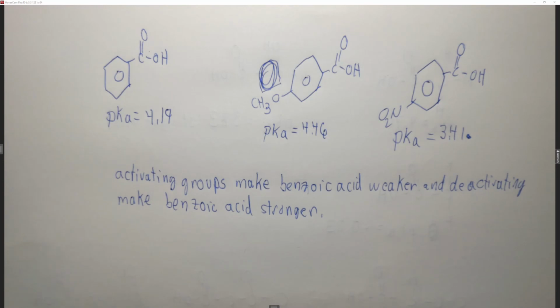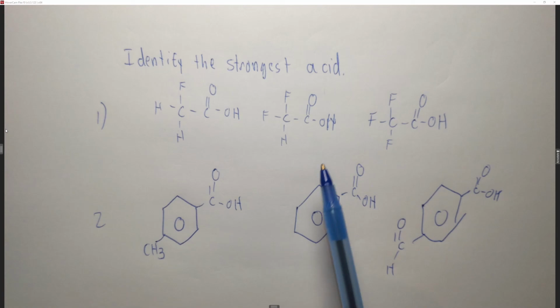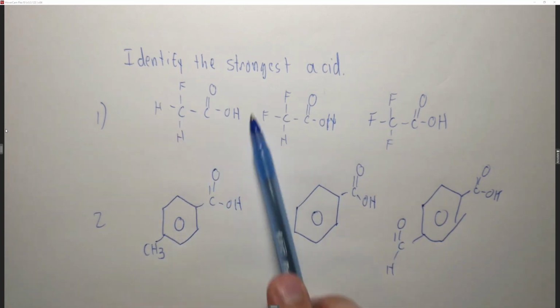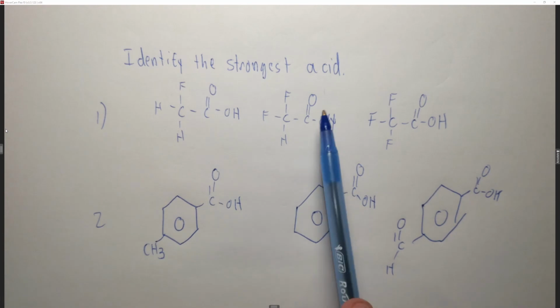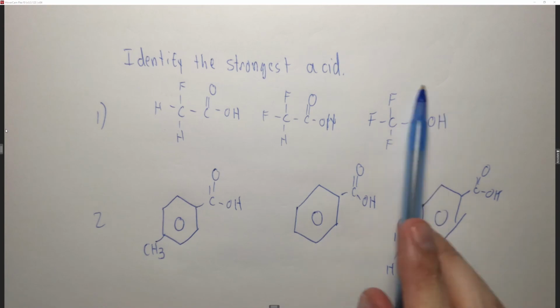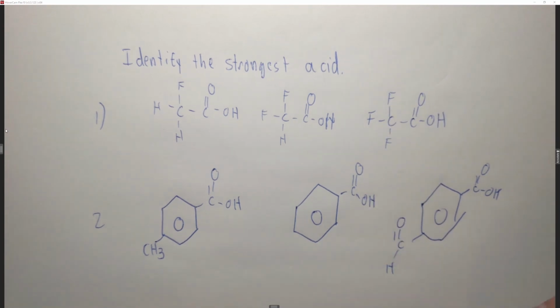So before we finish up this section, I just want to make up a quick example, and we will go over that example just to see the type of question you might see on an exam. All right, so I have two examples here. So it says, identify the strongest acid. In the first case, we have an acetic acid with 1 fluorine. In the middle, an acetic acid with 2 fluorines on the adjacent carbon. And at the end, an acetic acid with 3 fluorines on the carbon. Which of these will be the strongest acid?